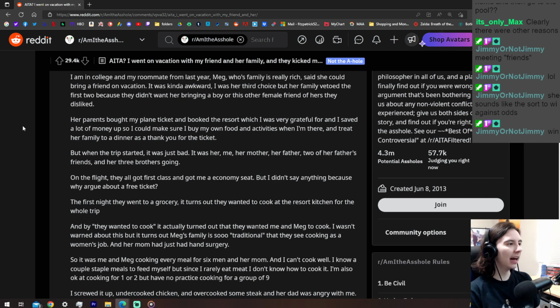I'm in college, and my roommate from last year, Meg, whose family is really rich, said she could bring a friend on vacation. It was kind of awkward. I was her third choice, but her family vetoed the first two because they didn't want her bringing a boy or this other female friend of hers that they disliked. Her parents bought my plane ticket and booked the resort, which I was very grateful for. I'd saved up a lot of money so I could make sure I buy my own food and activities when I'm there and treat her family to a dinner as a thank you for the ticket.